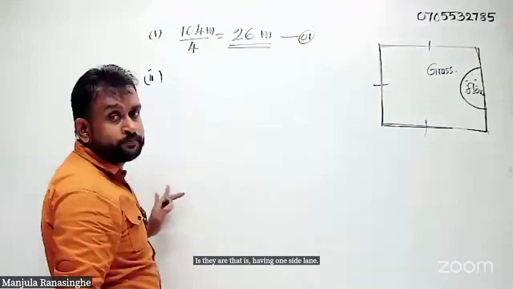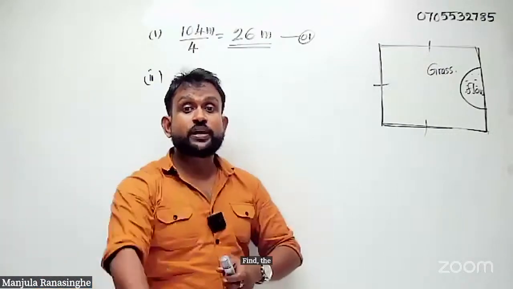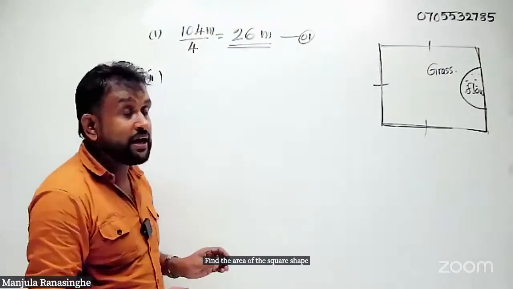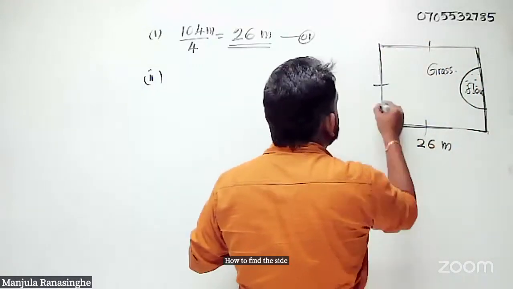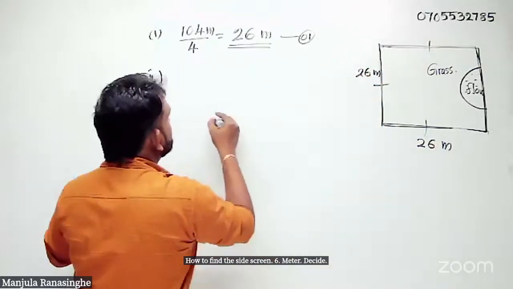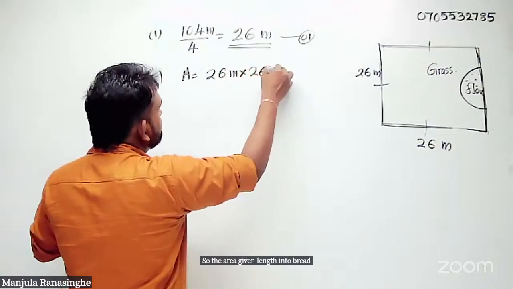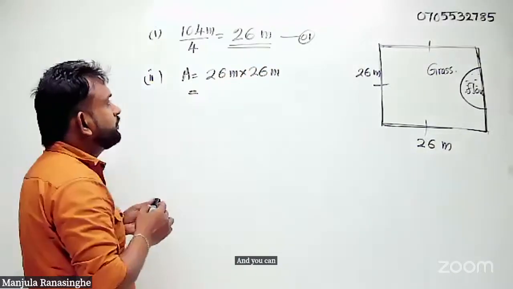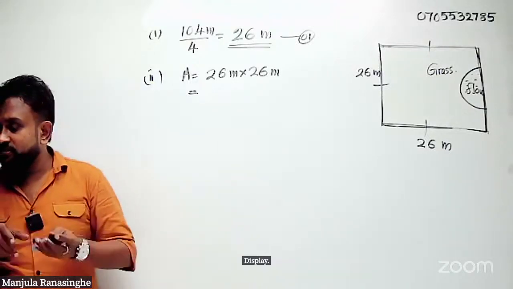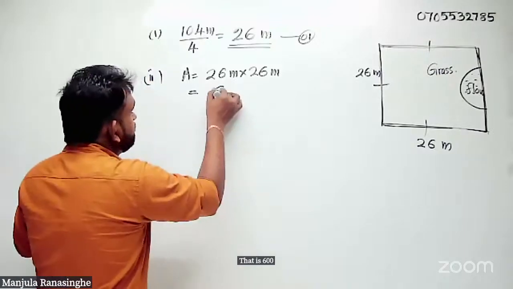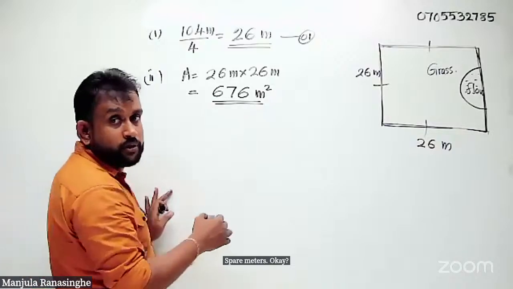Then part 2, find the area of the square shaped plot of the land. This is the square shape. How to find? This side is 26 meters. This side also 26 meters. So the area is length into breadth, 26 meters into 26 meters. Then you can find out the multiplication of 26 squared. Directly I take it, that is 676 square meters. Okay. For that part, you have 1 mark.